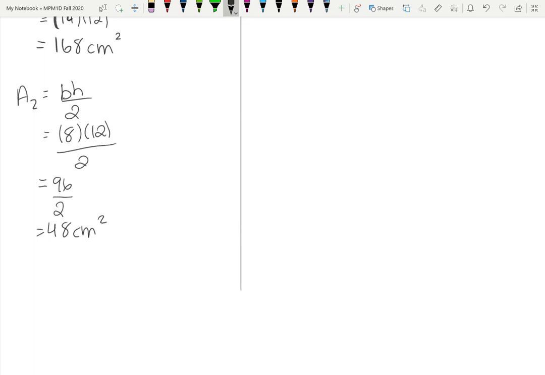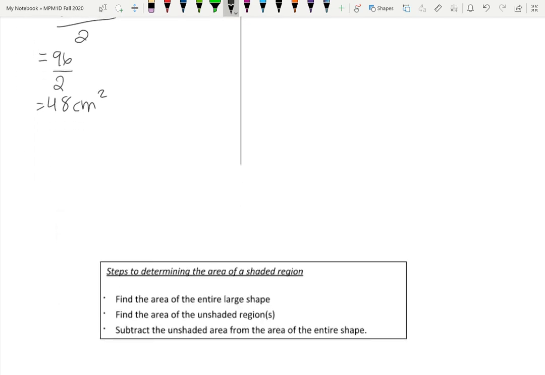Okay, so to find the total area, we're going to add area 1 and area 2 together.